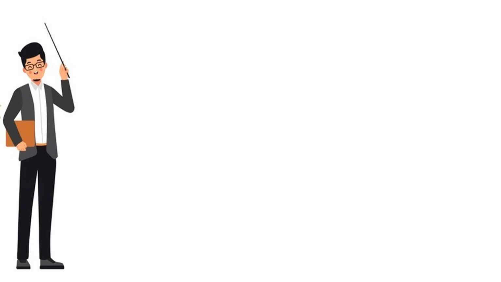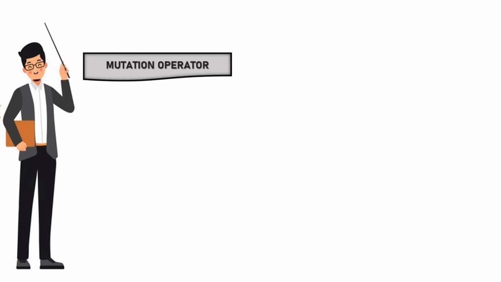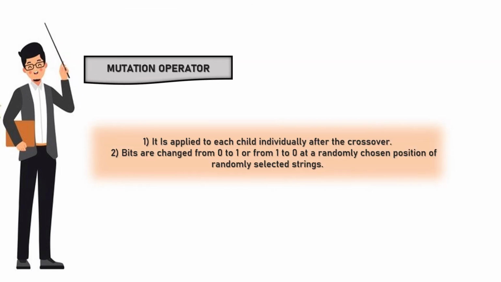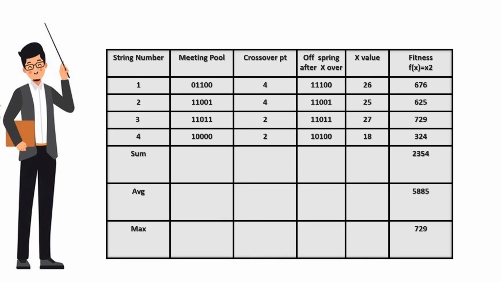The last one is the mutation operator. It is applied to each child individually after the crossover. Bits are changed from 0 to 1 or from 1 to 0 at a randomly chosen position of randomly selected strings. Consider a table for mutation operator. Here we got the best results after applying the genetic algorithm.